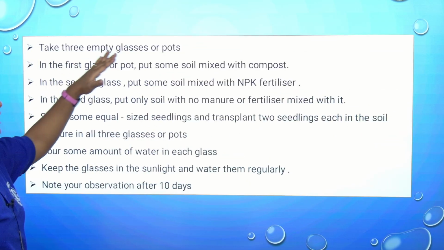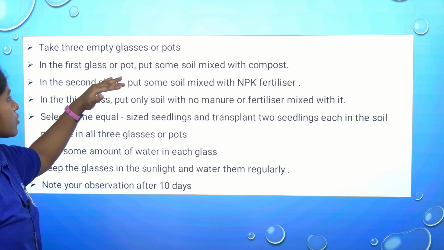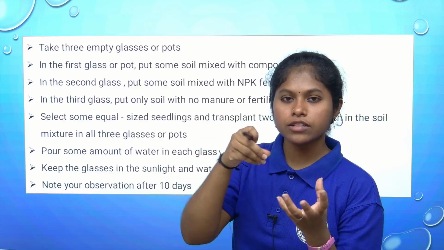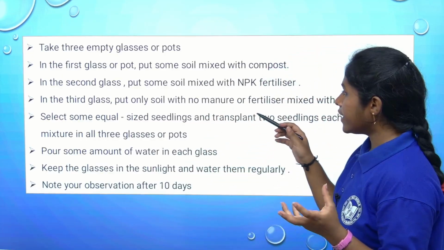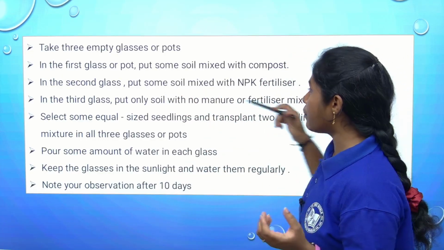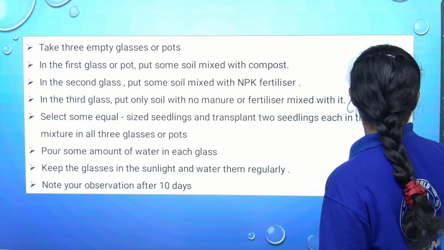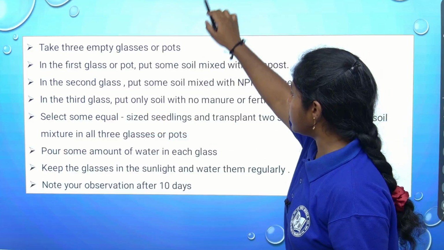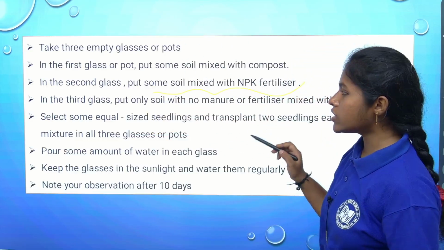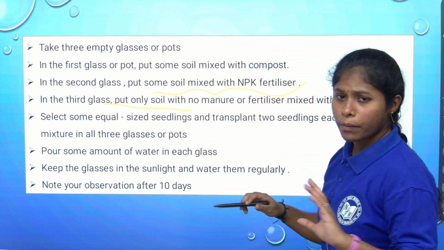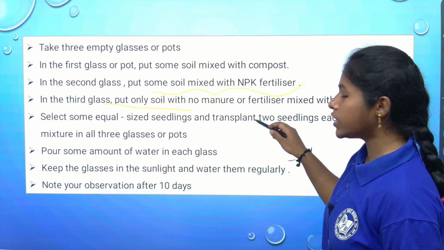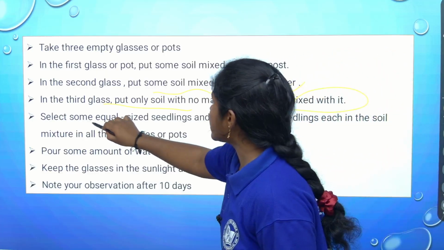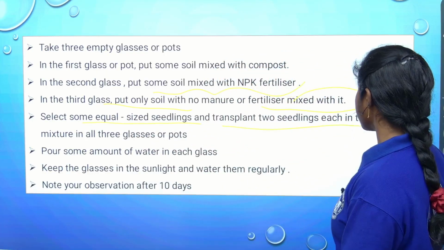So I take 3 empty glasses or pots. In the first glass or pot, put some soil mixed with compost. In the first pot I watered it and mixed the seeds with compost and soil. In the second glass I put some soil mixed with fertilizers. We have to see which plant is growing fast and which is more productive. Right children? In the third glass put only soil, no manure and no fertilizers. Right children? And mix thoroughly. Select some equal sized seedlings and transplant them to the soil.